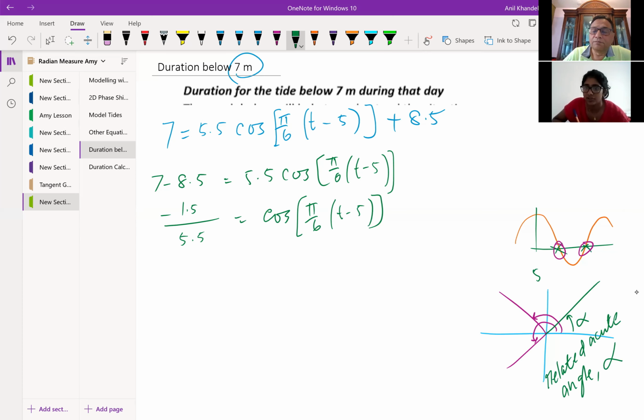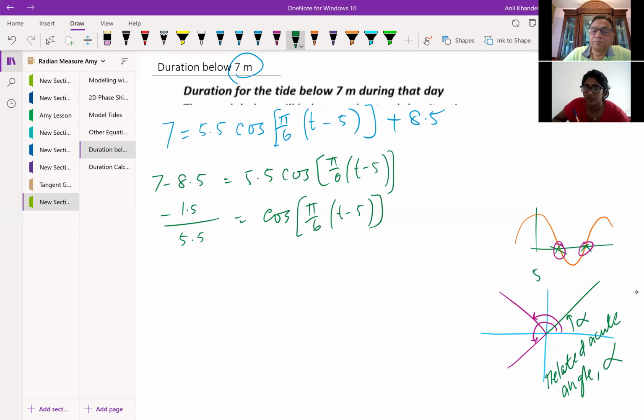For that, I will not use the negative value because we are in quadrant 1, so we'll get a positive value. We'll do cos inverse of this factor, which is 1.5 over 5.5, that is 3 over 11. Can you tell me how much angle you get in radians? Check this in radians. Cos inverse of 3 over 11. What do you get? 1.2945. So that is this angle alpha.